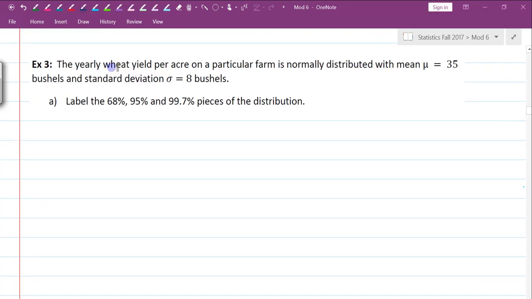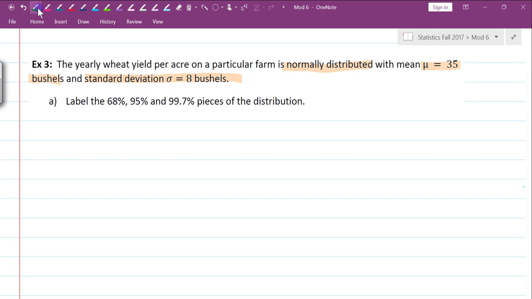Okay, the yearly wheat yield per acre of a particular farm is normally distributed with a mean of 35 bushels and a standard deviation of 8 bushels. Okay, we're talking wheat. We know it's normally distributed. We know that the mean is 35 and the standard deviation is 8 bushels. It says label the 68, the 95, the 99.7 pieces of the distribution.